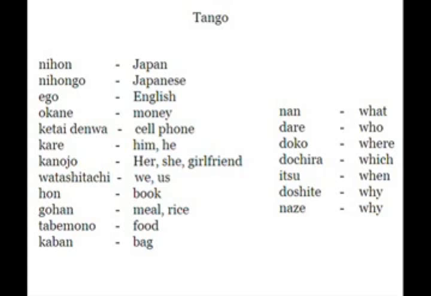Tabemono. Tabemono means food. Kaban. Kaban means bag. Nan means what. Dare. Dare means who. Doko. Doko means where.